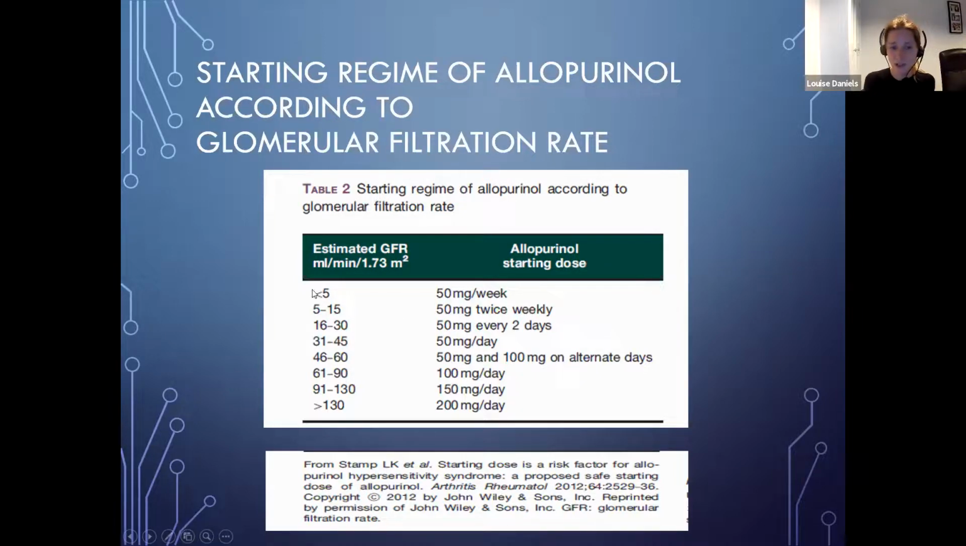And there's even a guide for an eGFR under 5 of just using a single 50 milligram dose once a week. And you would then more cautiously increase the dose. So you're still aiming for a target serum uric acid level of less than 300. The target remains the same, but you start lower and you increase more slowly and more cautiously.